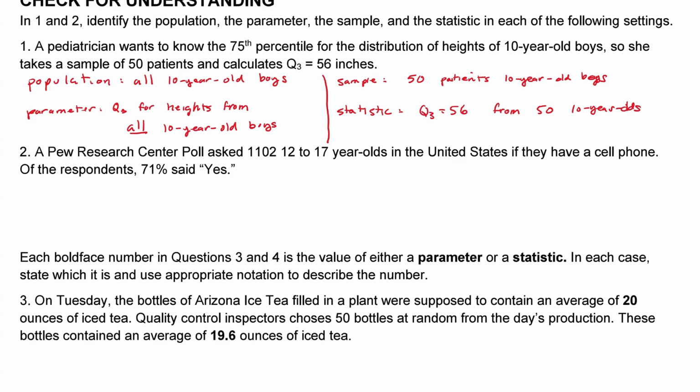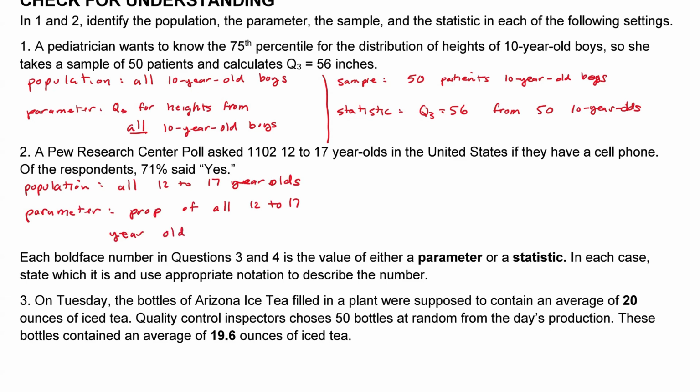Item number two: the Pew Research Center asked 1,102 12 to 17-year-olds in the United States if they had a cell phone. Of the respondents, 71% said yes. So what's our population? What's that group that's difficult to get to? Well, that would be all 12 to 17-year-olds. Okay? And what's the parameter? Well, the parameter would be the proportion of all of the 12 to 17-year-olds that have a cell phone.